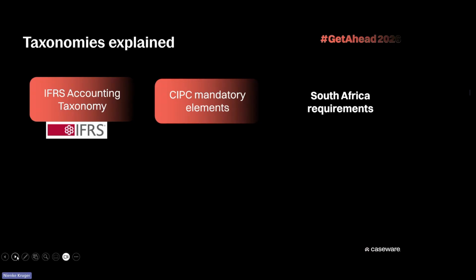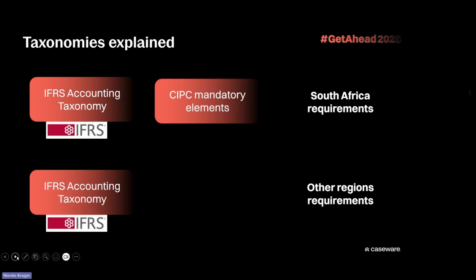Now, the SIPSI mandatory elements is not something that's always available in your financials. Some of it is very specific questions, but some of it is like your customer number or something like that. So it's not necessarily in your financials, and therefore you have to add it. Then we also get purely the IFRS accounting taxonomy with no changes.